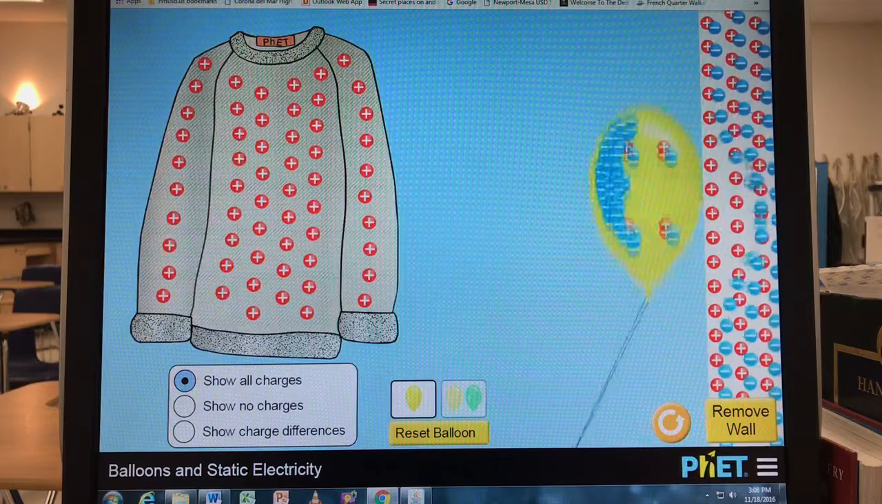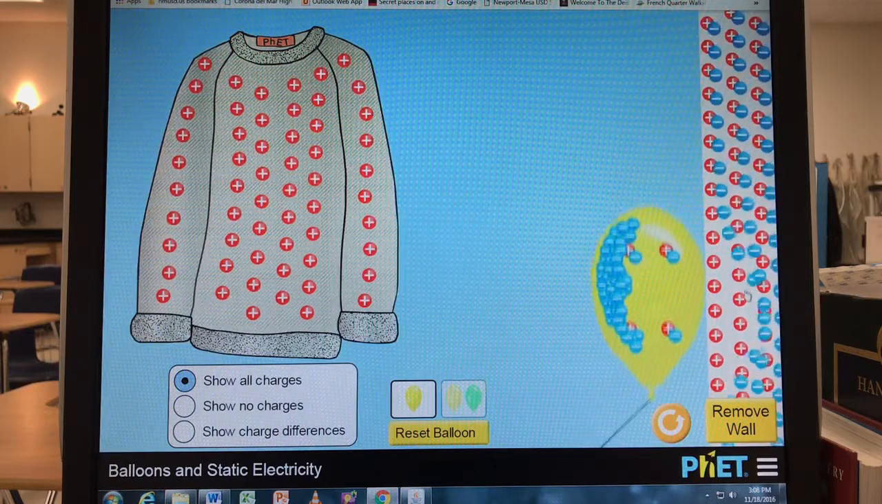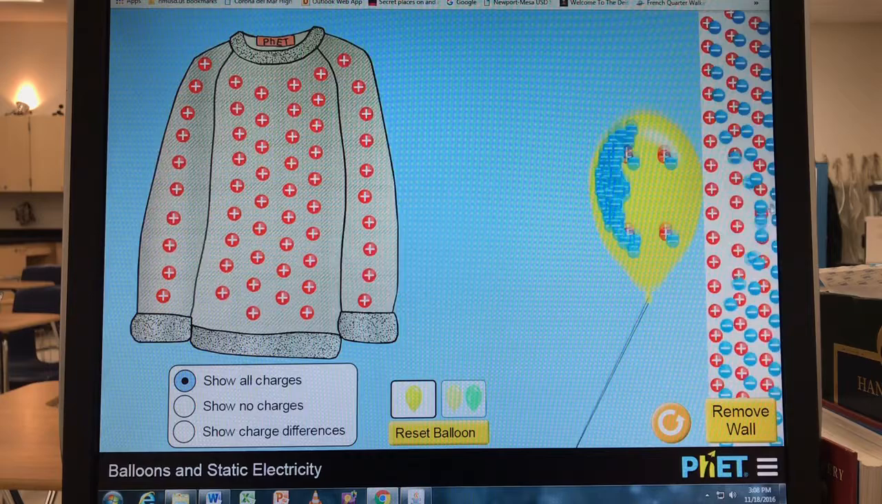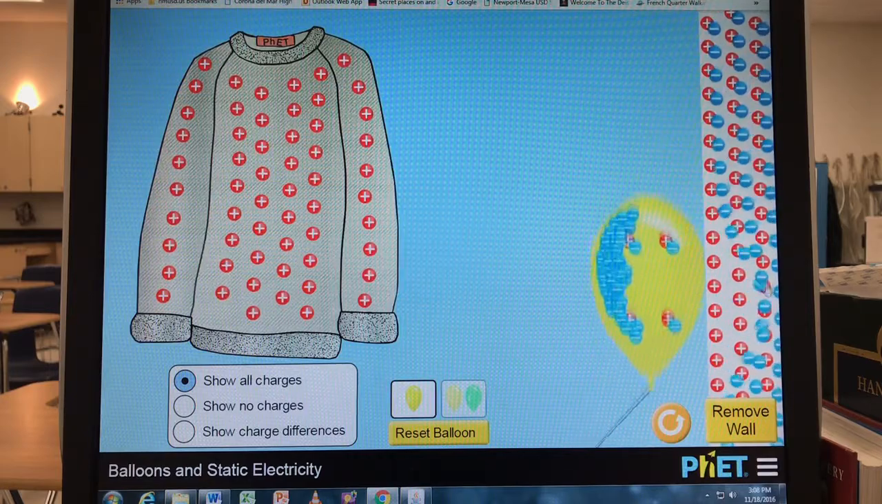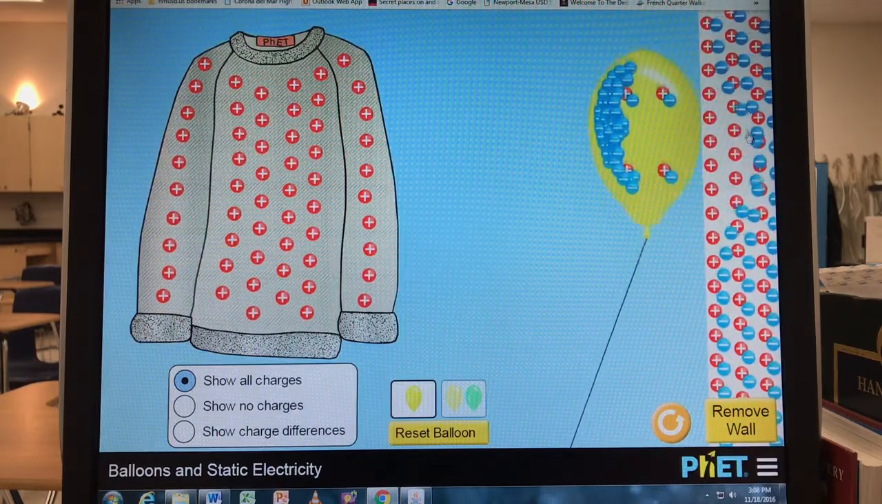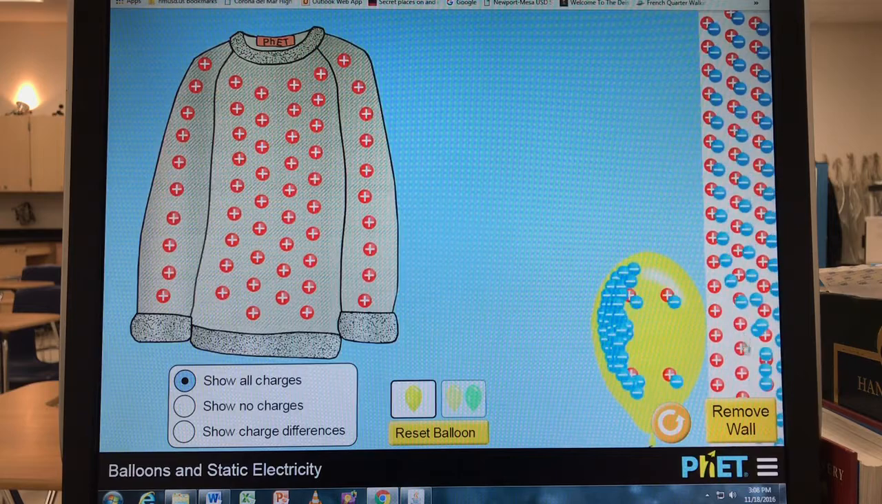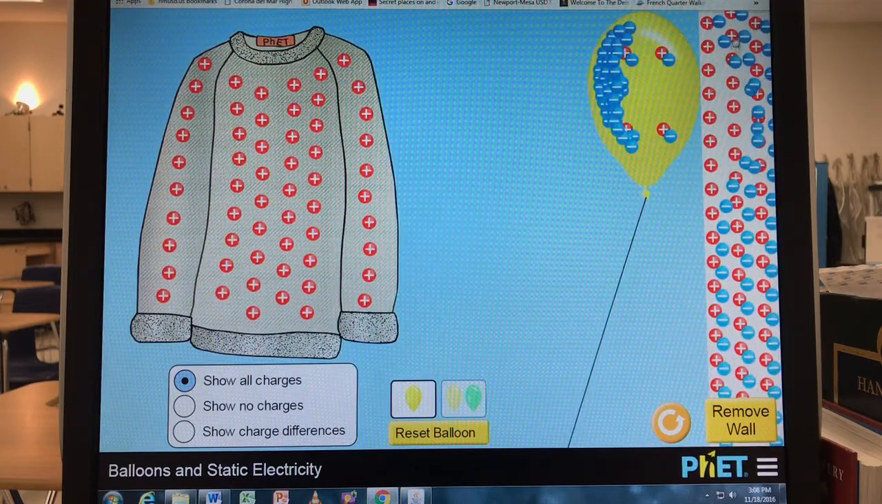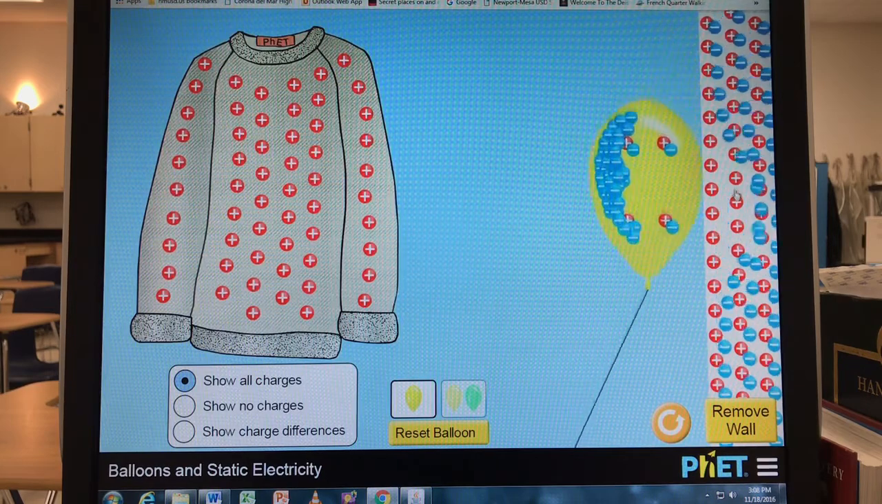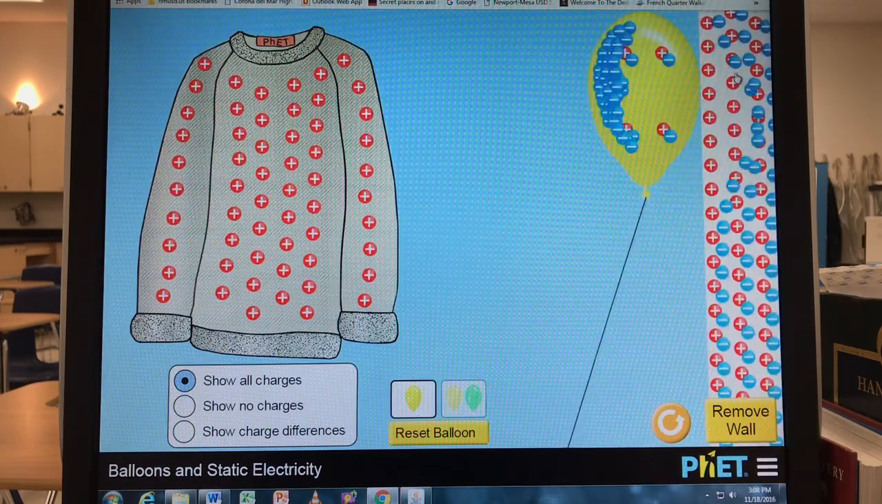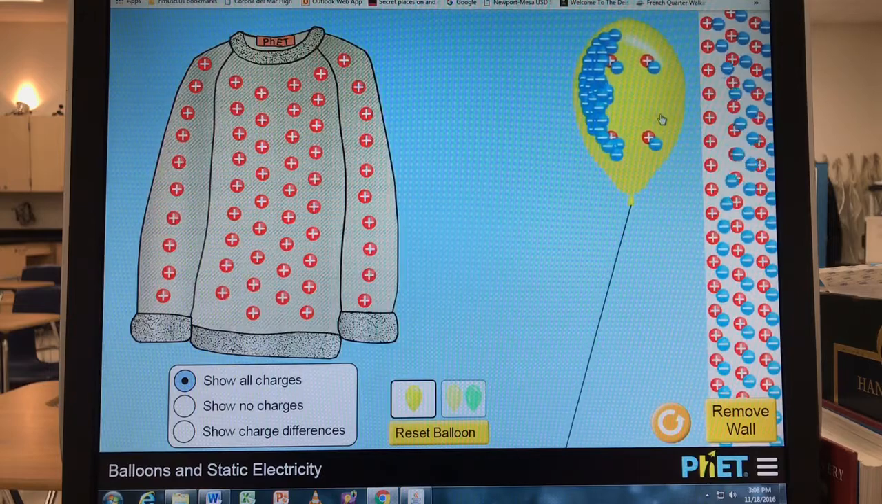That's okay. So we see that the electrons in the wall are doing something because of the electrons in the balloon. And what are the electrons in the wall doing? They are moving away from the electrons in the balloon. They are repelling from the electrons in the balloon. And why are they repelling? Because they are also negative. So the balloon sticks to the wall.